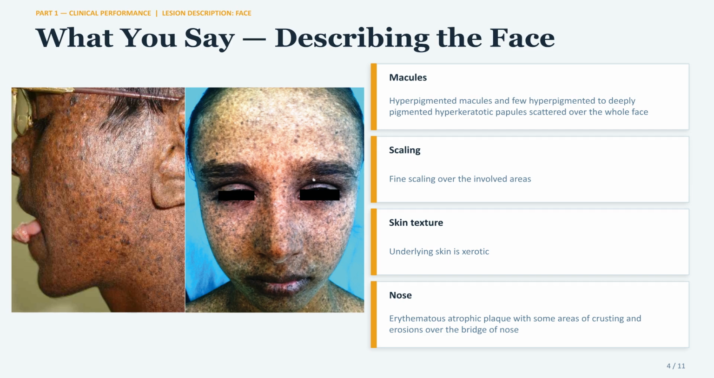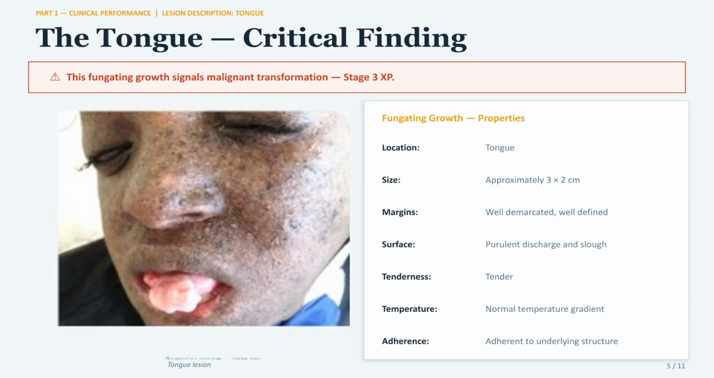On cutaneous examination, you say, "There is diffuse involvement of the face, consisting of hyperpigmented macules and few hyperpigmented to deeply pigmented hyperkeratotic papules scattered over the whole face. I can also see fine scaling over the involved areas. The underlying skin is xerotic. I can also appreciate an erythematous atrophic plaque with some areas of crusting and erosions present over the bridge of the nose." Now, the critical finding.